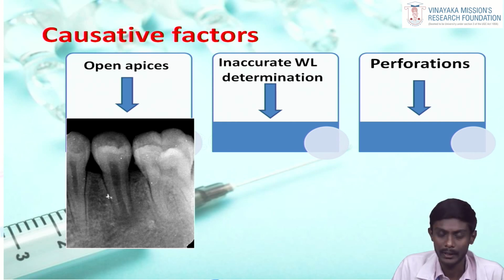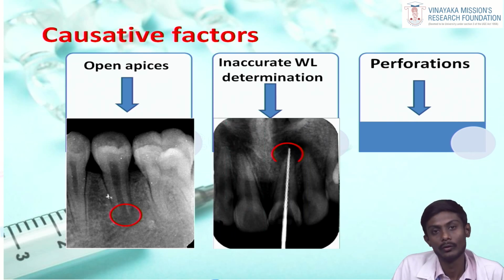root apexes, due to caries formation in the young age or due to a traumatic tooth. Next one is the inaccurate working length determination, which may be due to over instrumentation or inaccurate working length determination procedures such as non-radiographic methods, and improper radiographic techniques can also cause inaccurate working length determination.